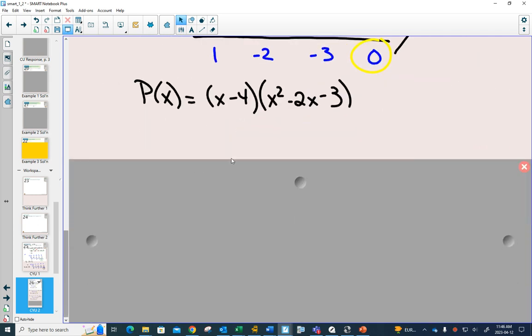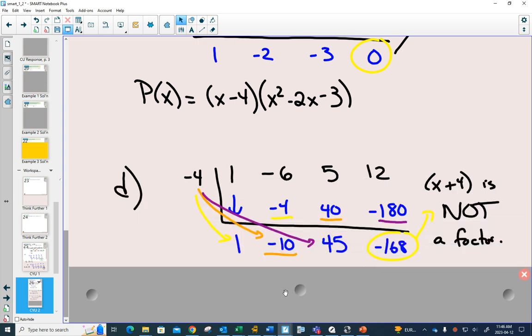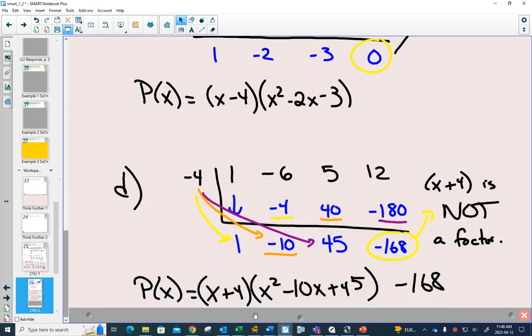All right, let's see how you did on part D. So on part D, it does not work out. You get a remainder of negative 168. So that makes it not a factor. When we write the division statement, now there's this extra number at the end, so it hasn't factored out perfectly.